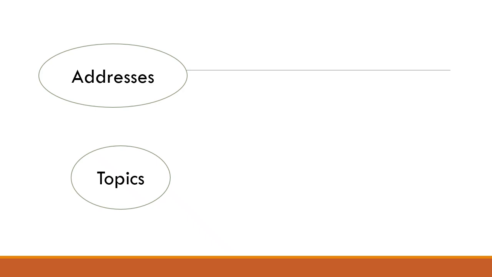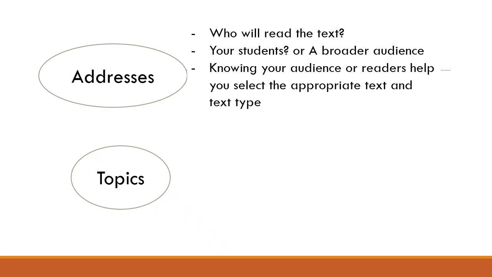And that brings us to the addressees and topics. For the addressees, just like testing speaking, we need to consider who will read the text that we choose. That will help us select the right type of text too. So are your students the ones reading the texts? Then you may want to choose something that matches their level, their interests, and their purpose for reading, like a text from a textbook, an email, or a short story.